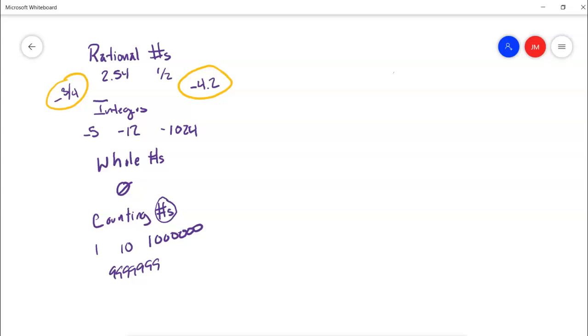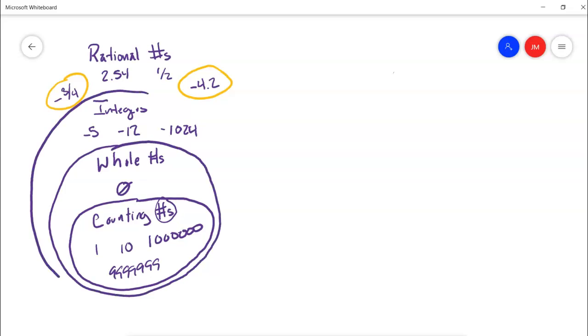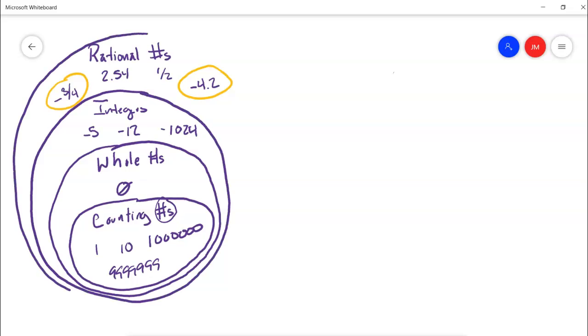And if we were to make circles around these, what it would look like is counting numbers is your most specific. Whole numbers is a little bit more specific. Integers is a bit more specific. And rational numbers is a big, broad category that every single one of them fits into. So, all the numbers that you use in 6th grade fall inside rational numbers.